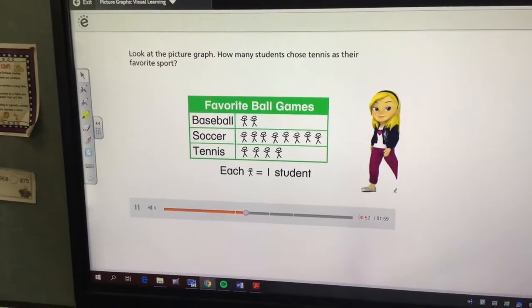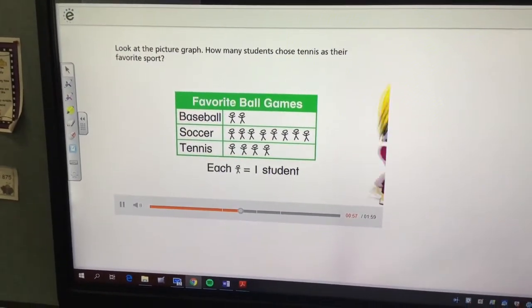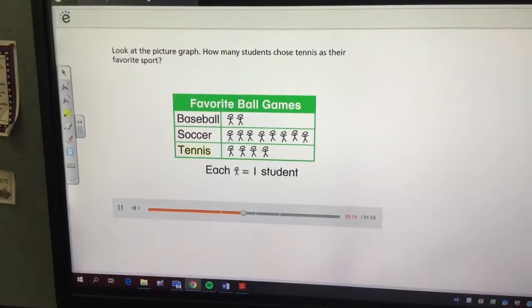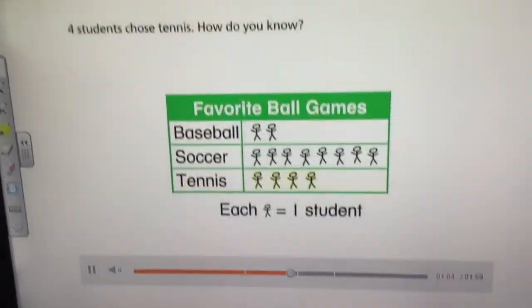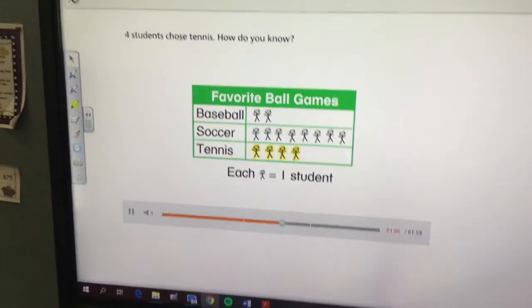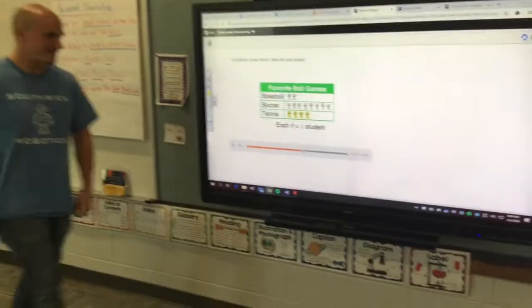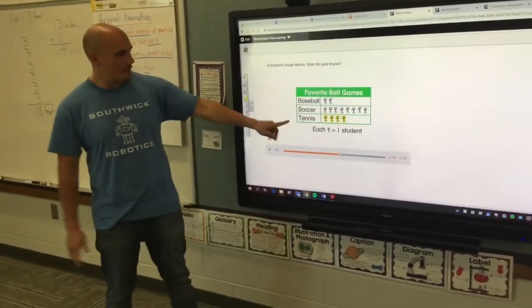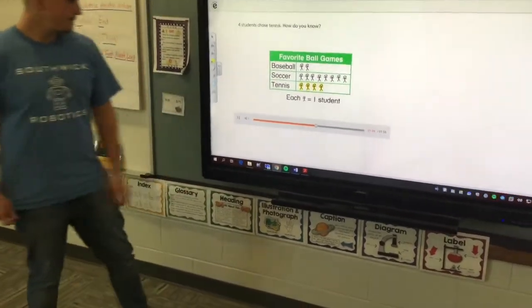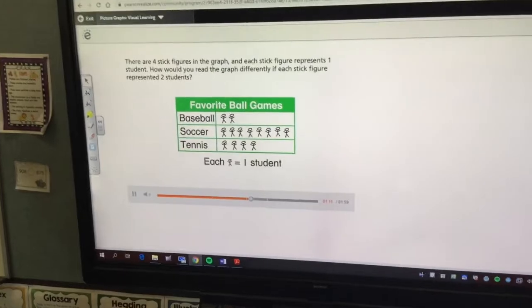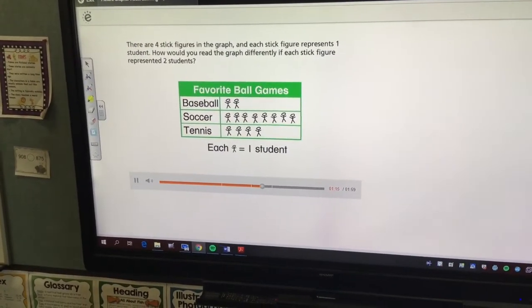Look at the picture graph. 8 students chose soccer. How many students chose tennis as their favorite sport? 4 students chose tennis. How do you know? How do we know, Mr. Fleming? Well, if we look at our pictograph here, we look under tennis. 1, 2, 3, 4 students. There are 4 stick figures in the graph, and each stick figure represents 1 student.